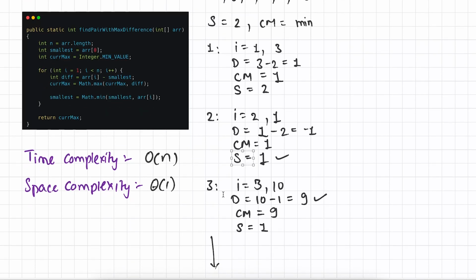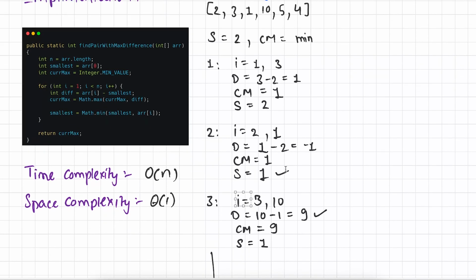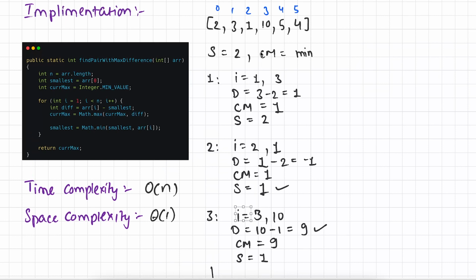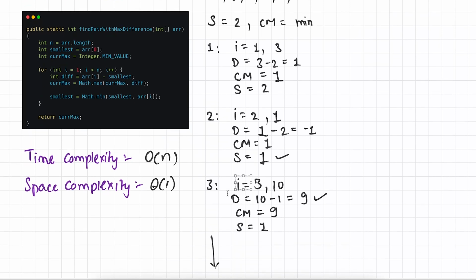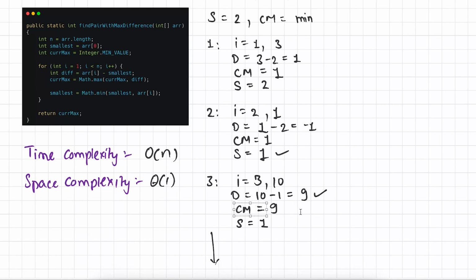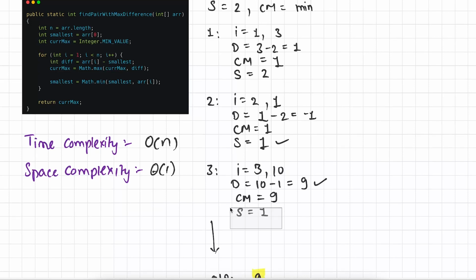In the next iteration, our value of i becomes 3. And the element present at index 3 is 10. So again, we are going to calculate the difference. 10 minus 1 is 9. So this time we get a larger maximum difference. Before, the maximum difference was 1 and now it is 9. So we update the current max to 9. And then we again compare this new element with the smallest element. And we see that the smallest among 1 and 10 is 1. So we keep the smallest as 1.